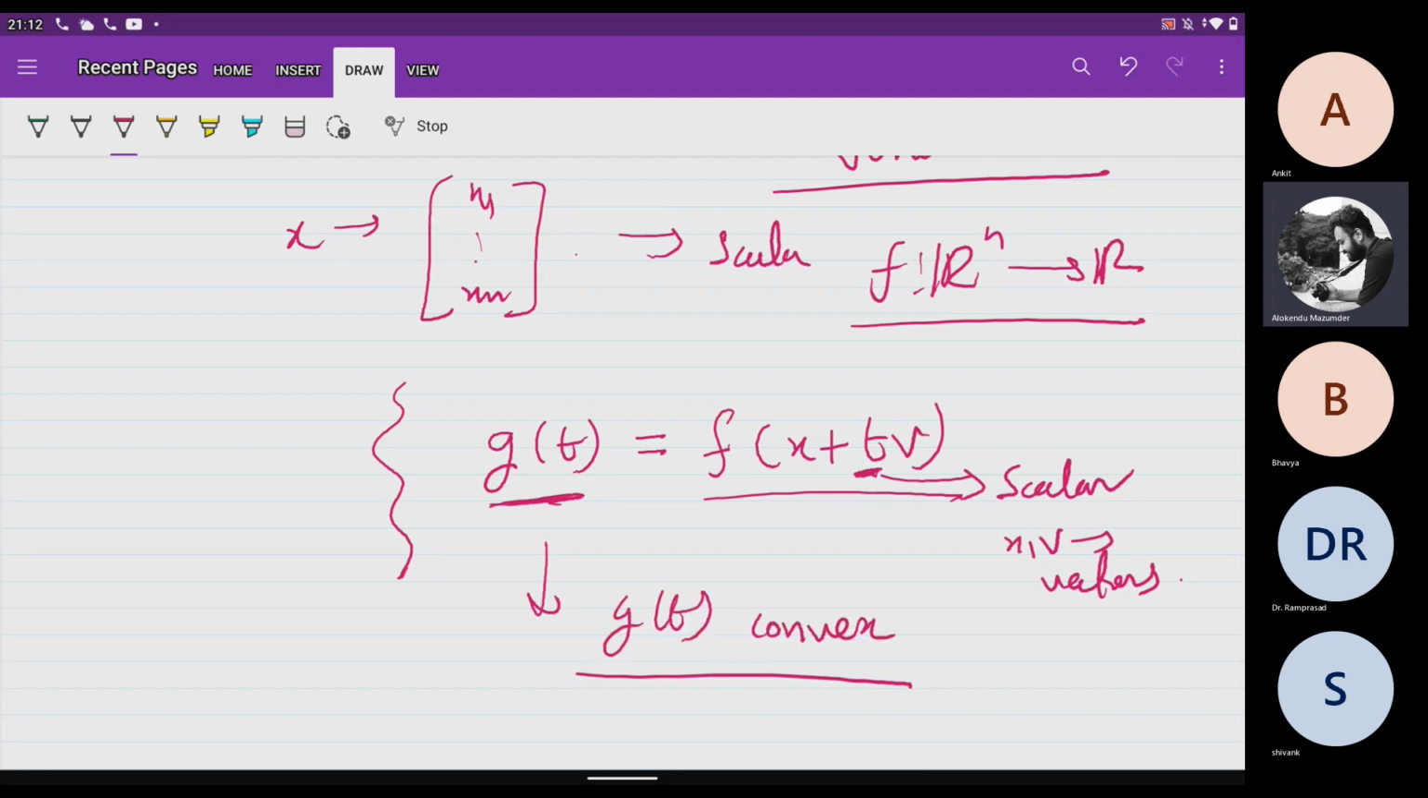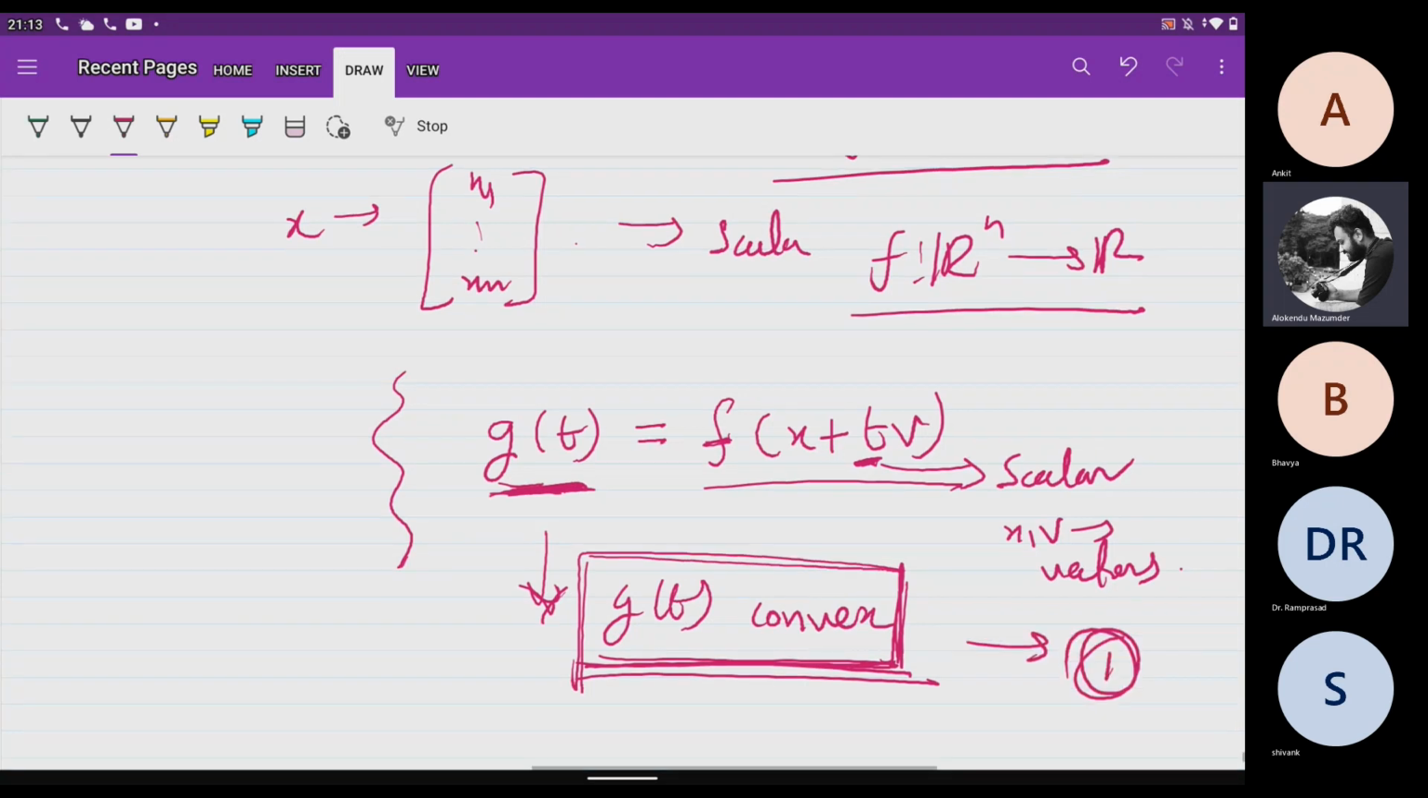If you have any convex function f and you define a new function g of t such that f of x plus tv equals g of t, then g of t is also convex. We won't go into the proof because it is not important to us for machine learning, so we'll skip it. But for any convex function f, if I define f of x plus tv, where t is a scalar or real number, as g of t, then g of t is also a convex function. Let's remember it as number one.